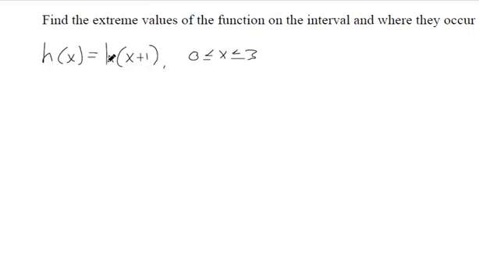So we're supposed to analyze the natural log of x plus 1 on the interval 0 to 3, including those endpoints. So we're supposed to find those extreme values, so we can take a derivative and set that derivative equal to 0. And that gives us all the critical points.